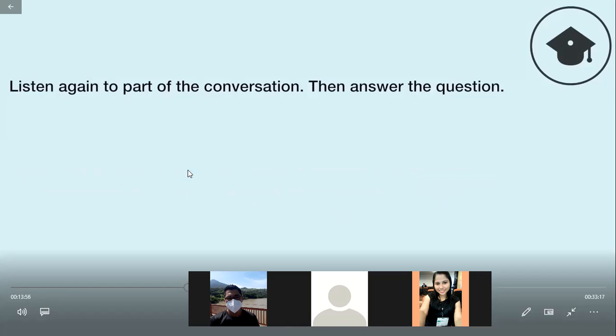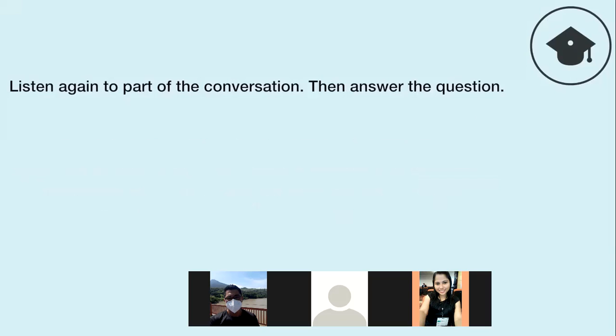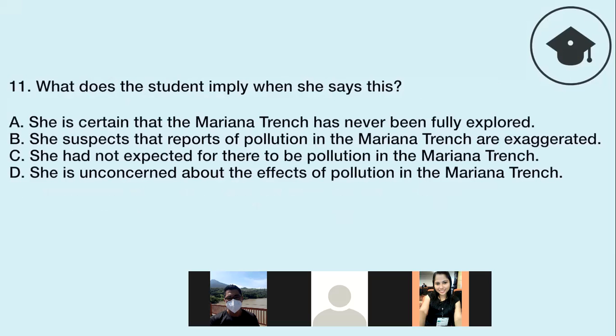Let's listen to this part again. A lot of them have been mentioning man-made pollution down there, which is really odd to me. I think of the Mariana Trench as being completely untouched. What does the student imply when she says, I think of the Mariana Trench as being untouched?